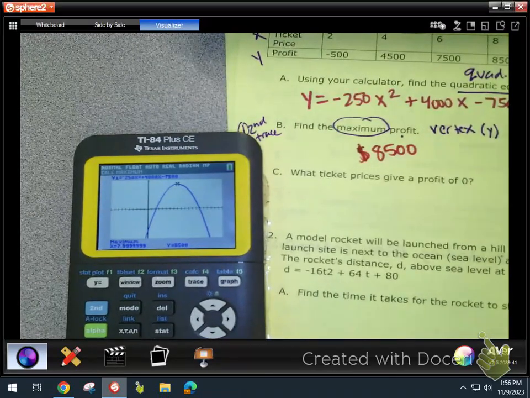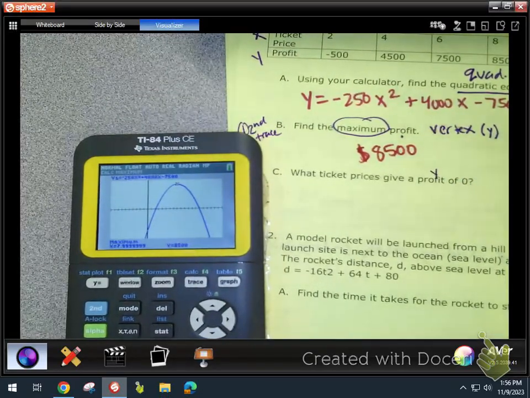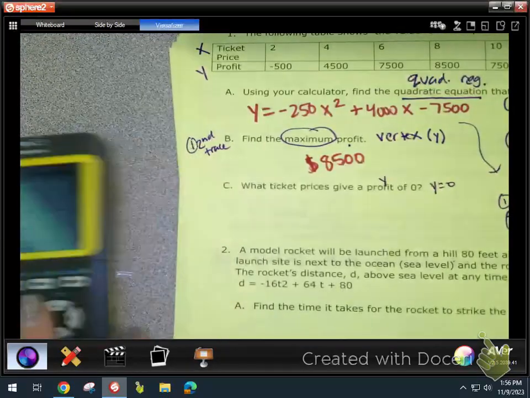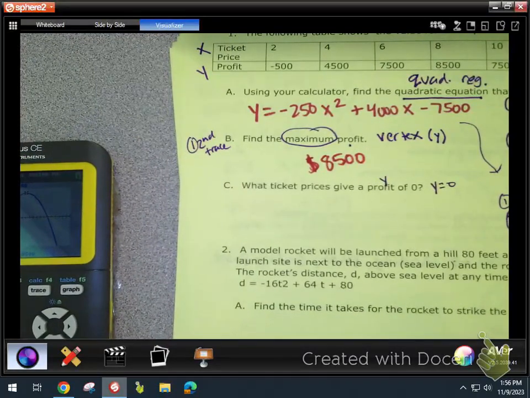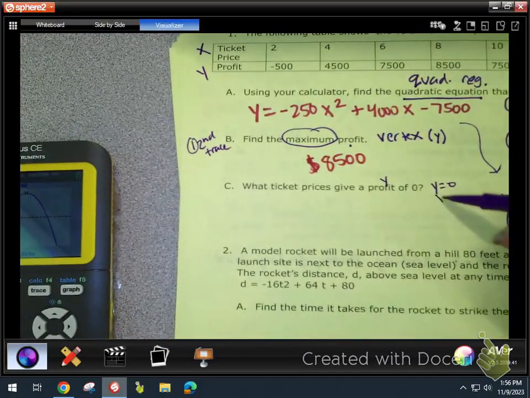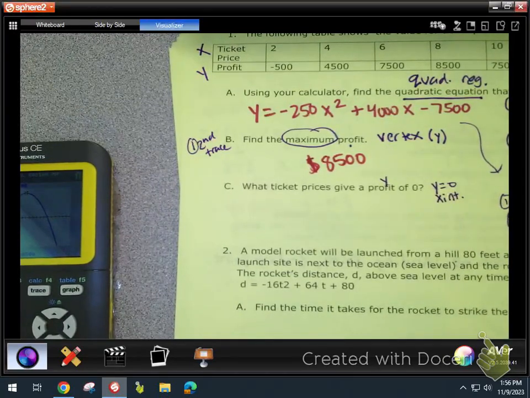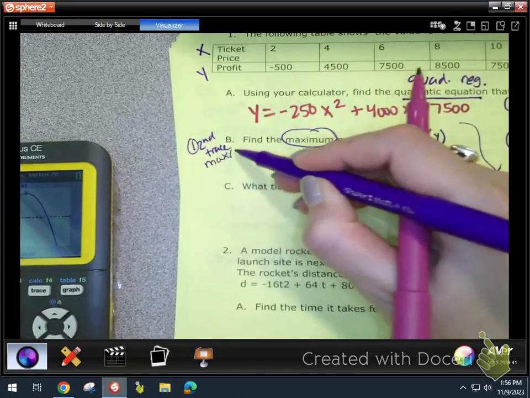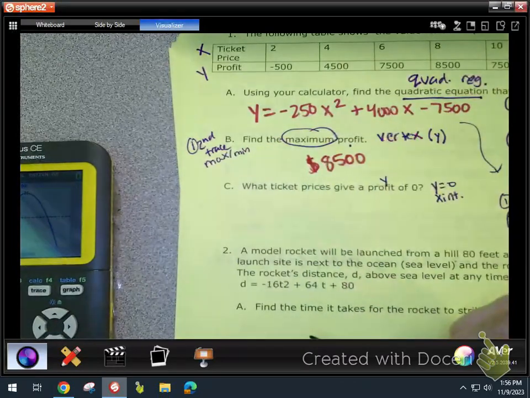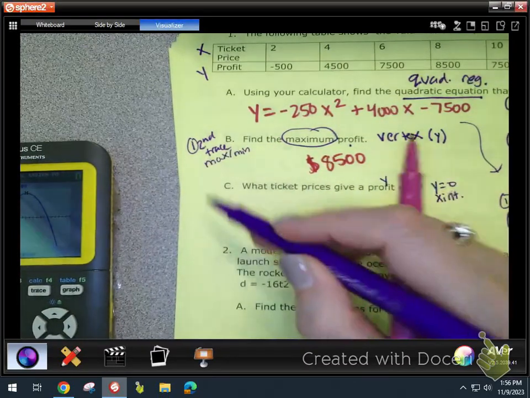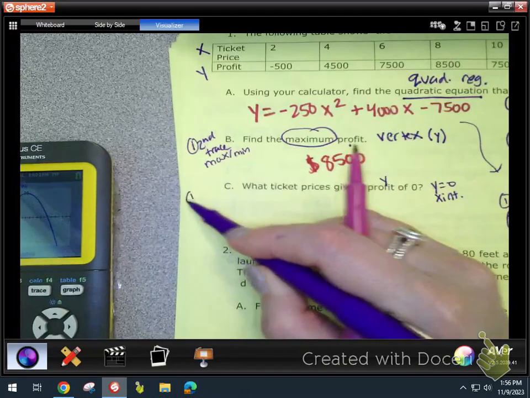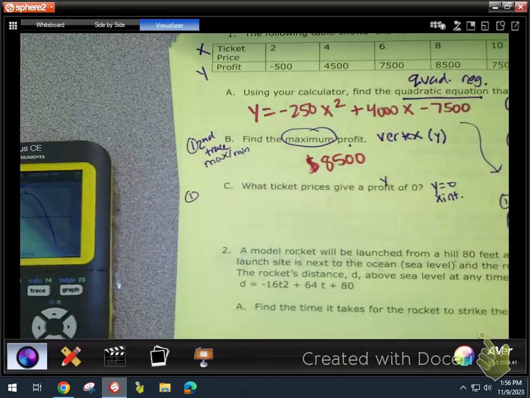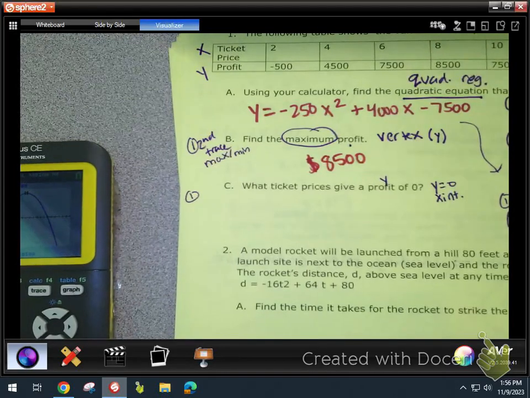So profit is our Y value, and we want to know where the Y value equals 0. Y'all, where the Y values equal 0 are what? X-intercepts, also known as zeros, roots, solutions. So this is second trace max or min. Last thing I'm going to show you is how to find roots my way. This might be different than what you know, so listen to it my way.